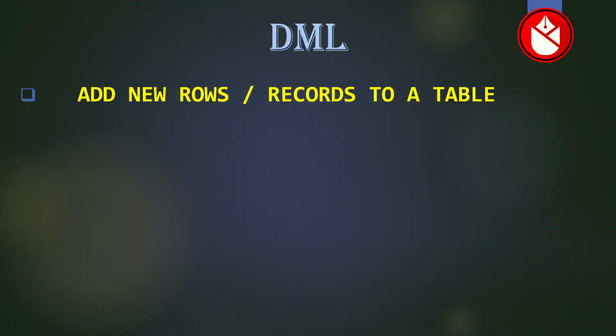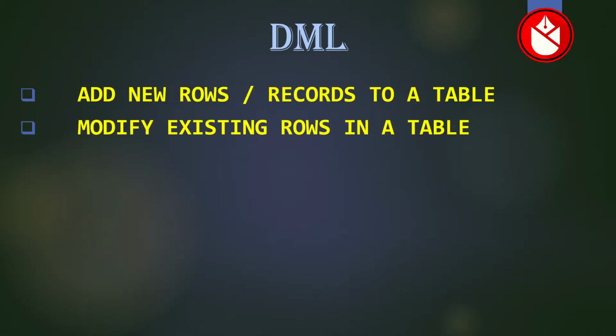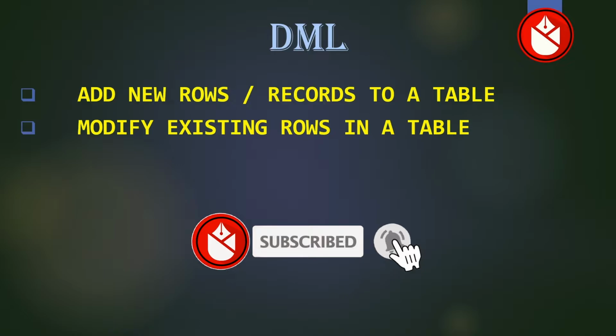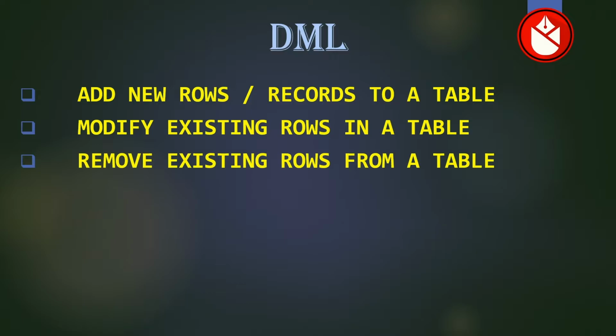Add new rows or records to a table. When we want to add a new row or record or tuple into a table, we use the DML insert command. Modify existing rows in a table. Using the update DML command, we can modify or update the existing record. Remove existing rows from a table. Using the delete keyword or command, we can delete the existing record.